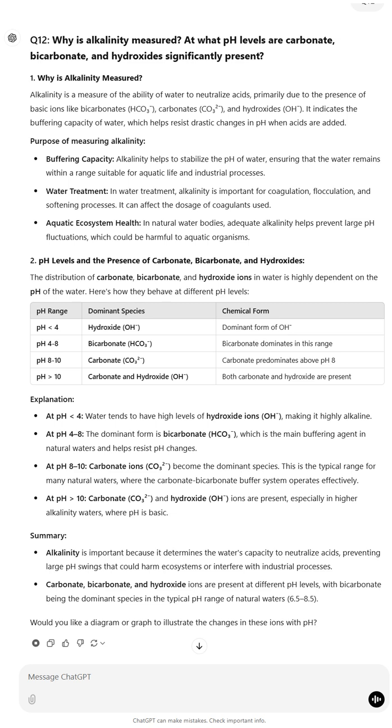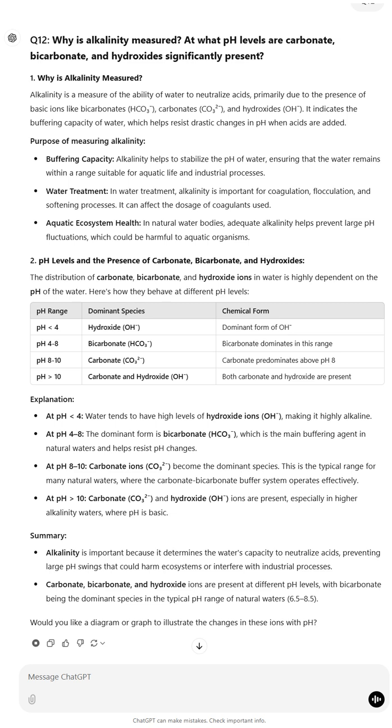2. pH levels and the presence of carbonate, bicarbonate, and hydroxides. The distribution of carbonate, bicarbonate, and hydroxide ions in water is highly dependent on the pH of the water. Here's how they behave at different pH levels. pH range, dominant species, chemical form.